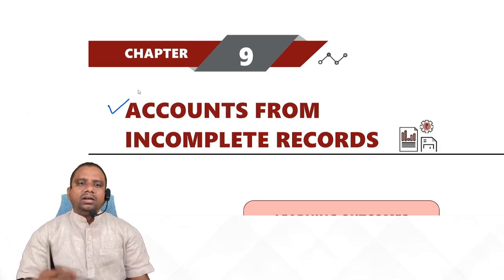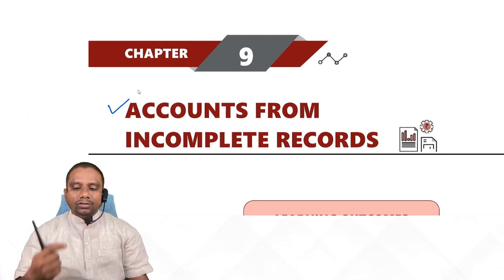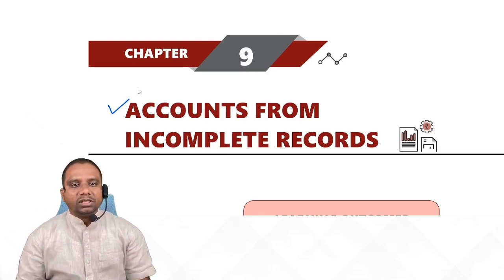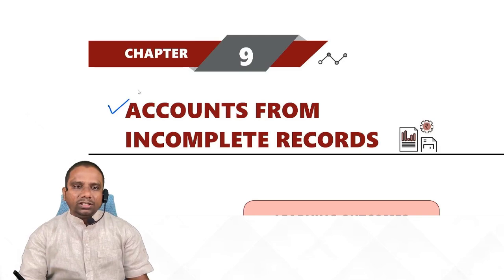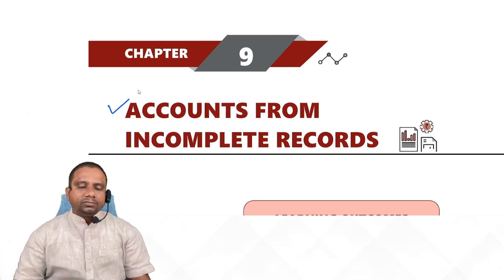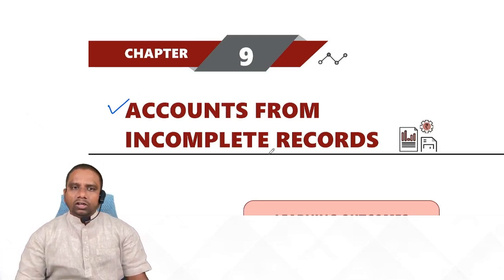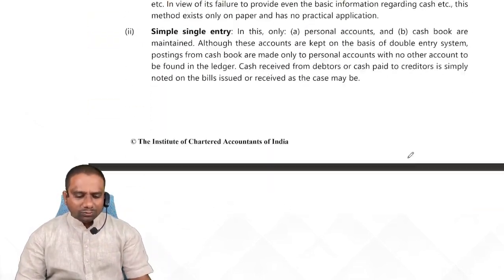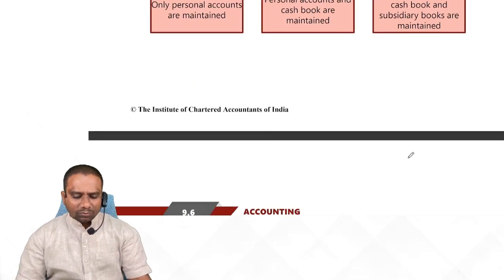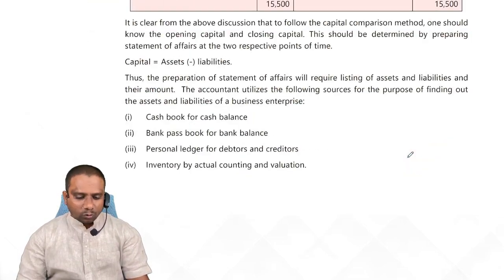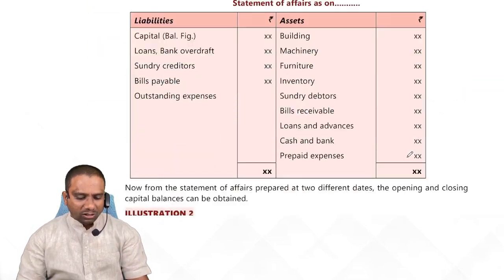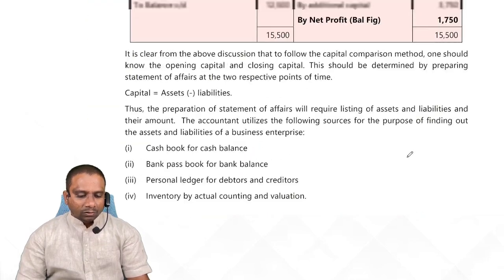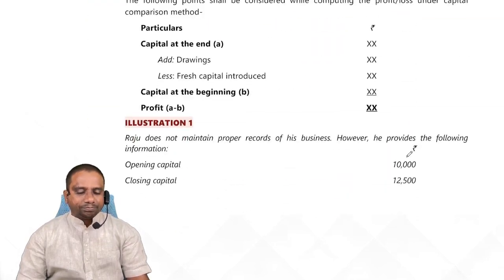At the same time, under conversion method, we first convert the incomplete information into complete information. After that, we calculate the profit or loss. Is it clear, students? Yes. So, the problems under this chapter are very logical problems, students, so you have to be a little bit careful. Now, look at first problem.